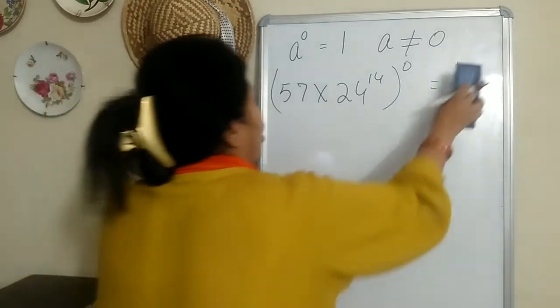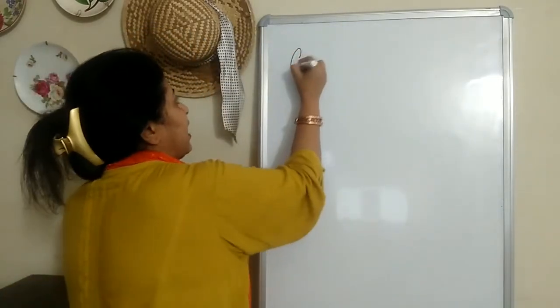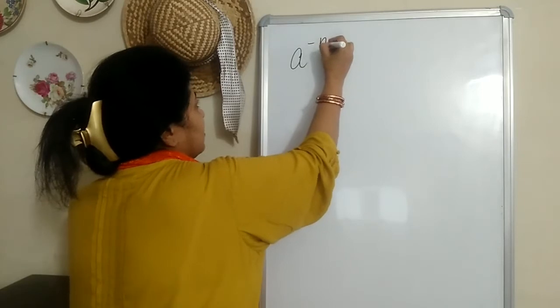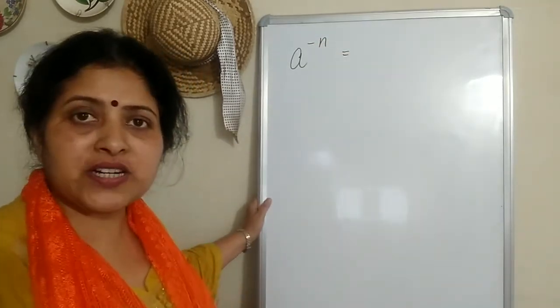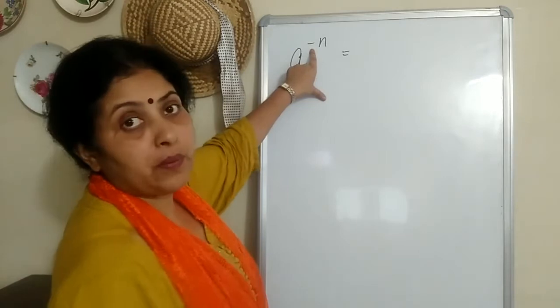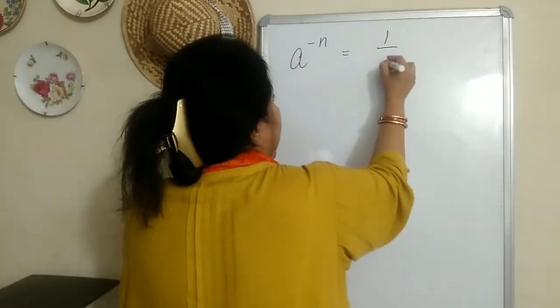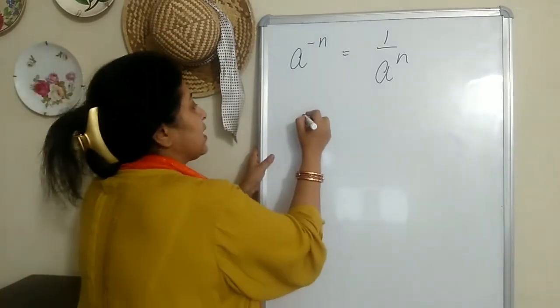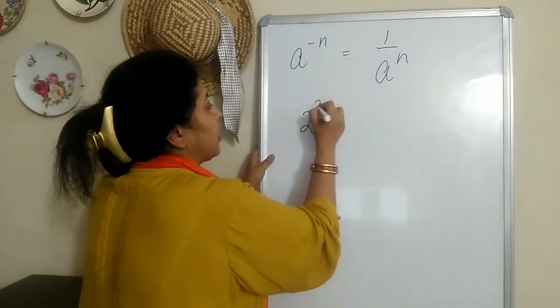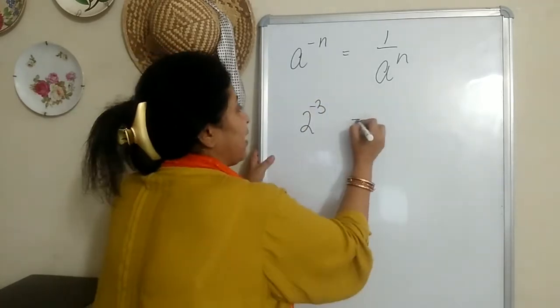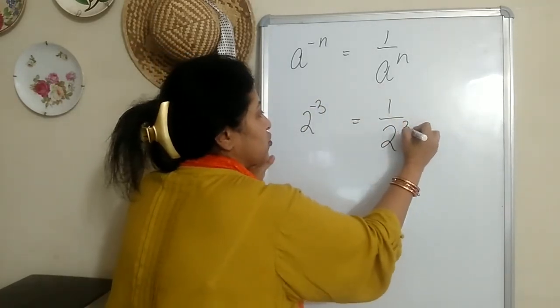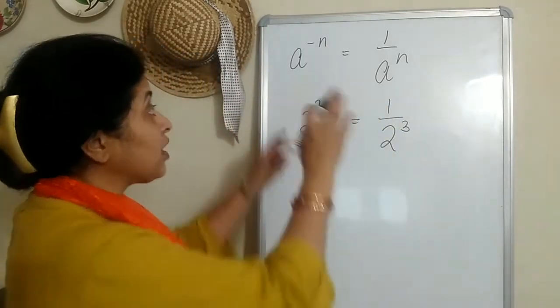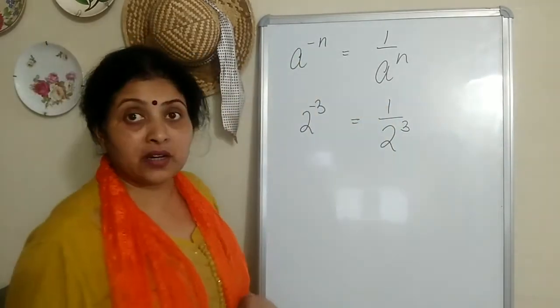Now, when I talk about this, I would also want you to remember what I told you in one of the previous lessons. A raised to the power of minus n can be written as its reciprocal with the sign of the power changed. So this will become 1 upon a raised to the power of n. This means 2 raised to the power of minus 3 can be written as 1 upon 2 raised to the power of 3. Consequently, this can come here and this can come here, you know that.